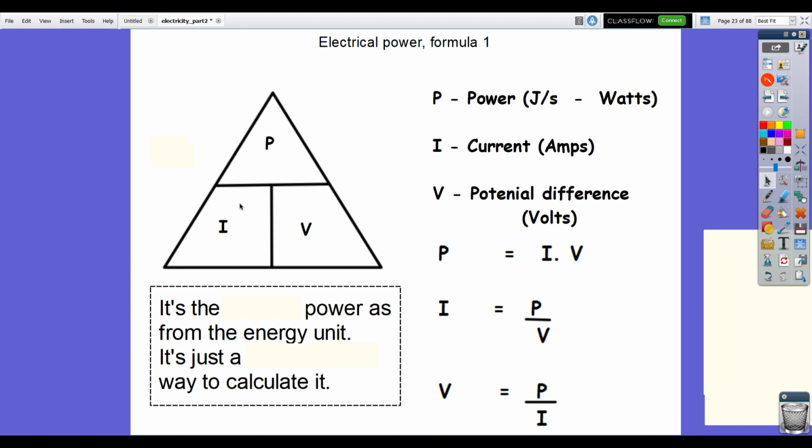What do you think these words say down here? Pause if you're not sure. Okay, here they are. It's the same power as from the energy unit. It's just a different way to calculate it. So when we were looking at the energy unit, we said power equals energy over time, or energy equals power times time, and that's exactly the same.